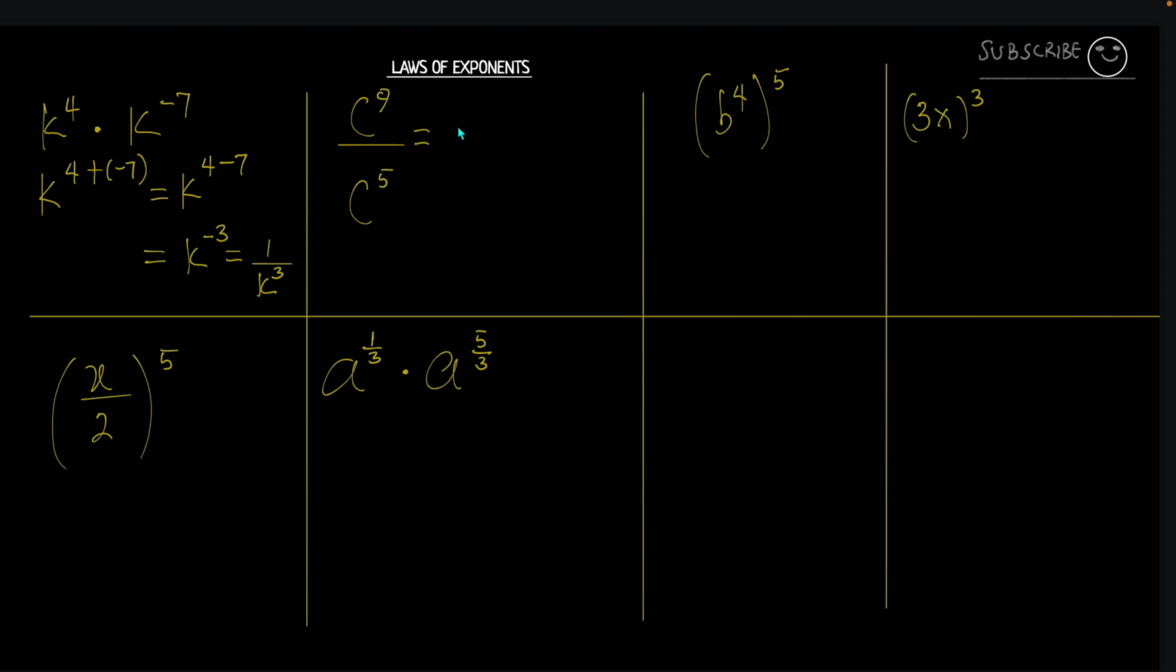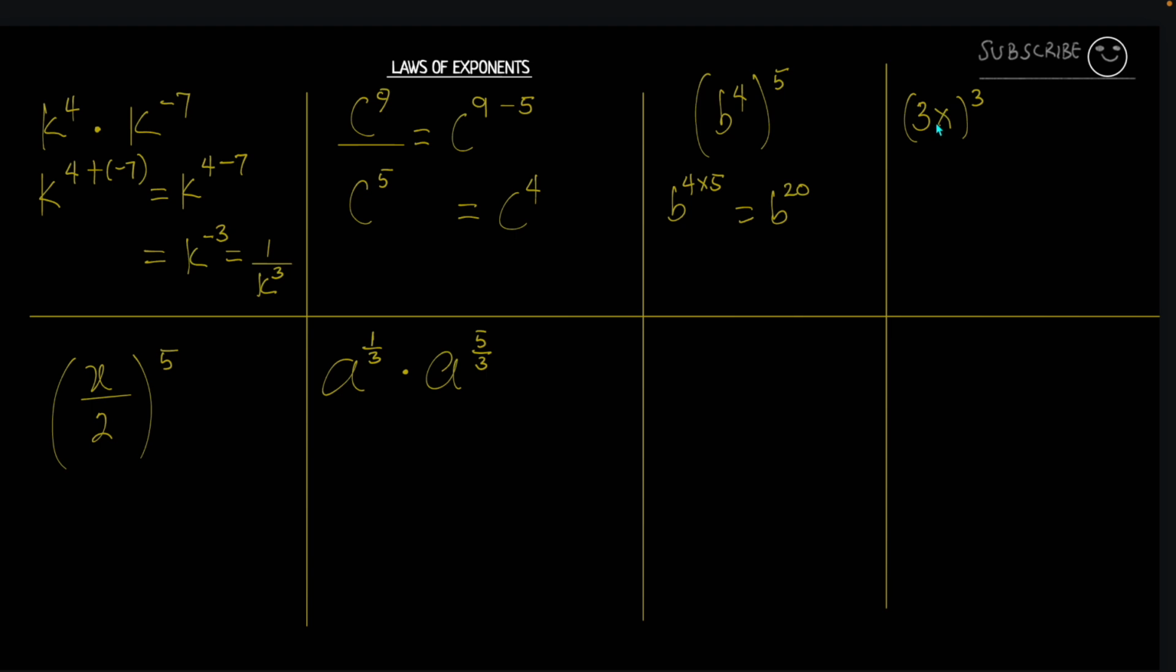As we've said, the negative means you are taking the inverse of the base as well as the exponent. Next, this equals c raised to the power of 9, this is division, minus 5. So this equals c raised to the power of 4. Here we have the power of powers. So all you have to do here is to multiply the power. b raised to the power of 4 multiplied by 5. This is b raised to the power of 20.